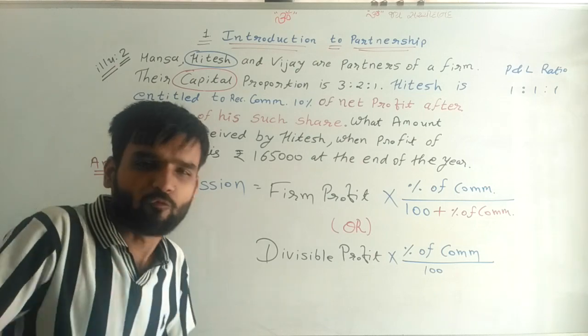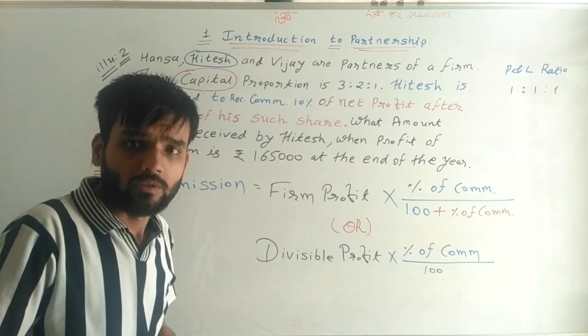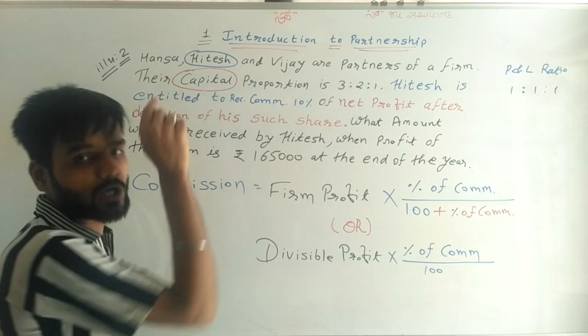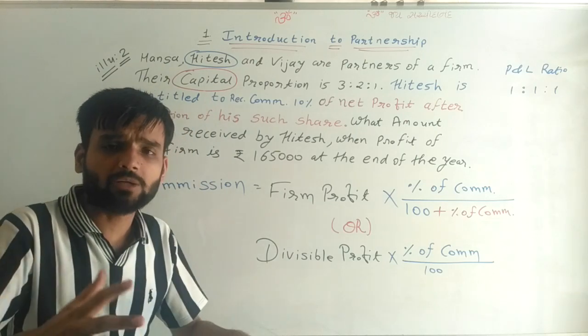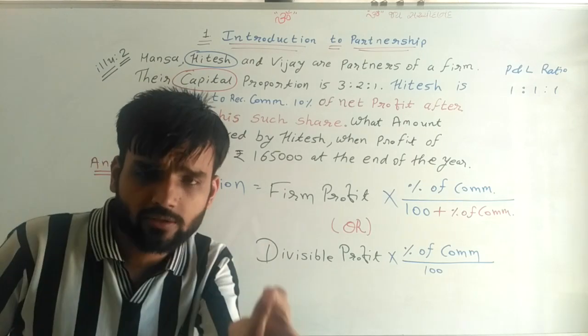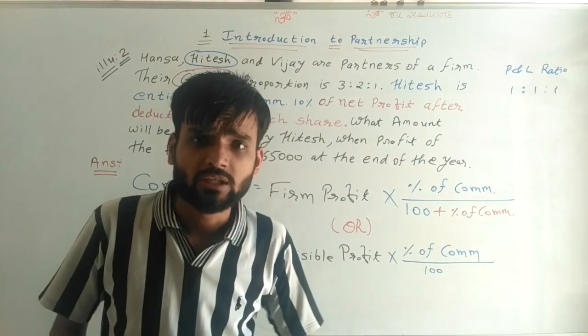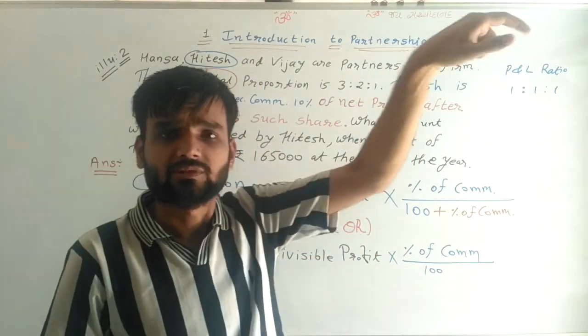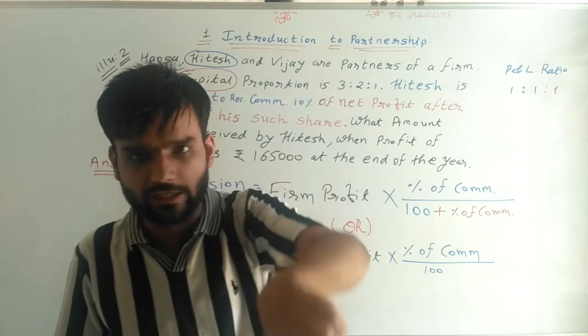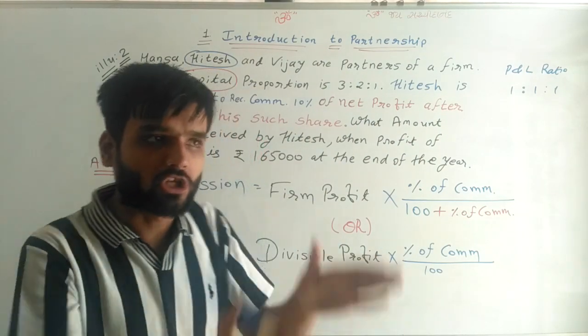But 10% of what? Hitesh will get commission of 10%. But 10% of what? Sales commission. 10% of sales commission. Then first we need sales, then calculate commission of 10% on that. Commission of purchase.